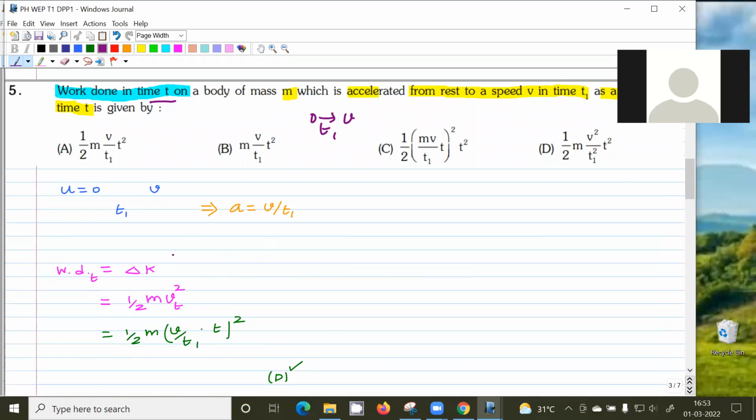Okay. So the thing is, if this time is more, one way to get it is that the body accelerates from 0 to v in time t1, right? So the acceleration is v by t1, and the kinetic energy is half m v_t square, that is, the acceleration v by t1 into t, whole square.